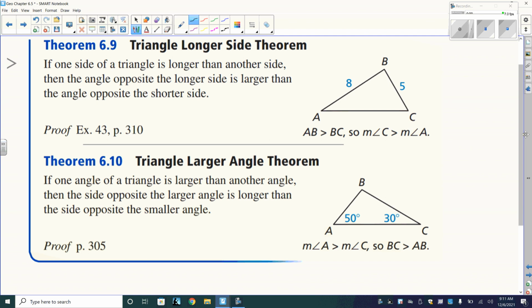The triangle larger angle theorem. If one angle of a triangle is larger than the other, then the side opposite the larger angle is larger than the other side. The larger side is opposite the larger angle. The bigger side is opposite the bigger angle.